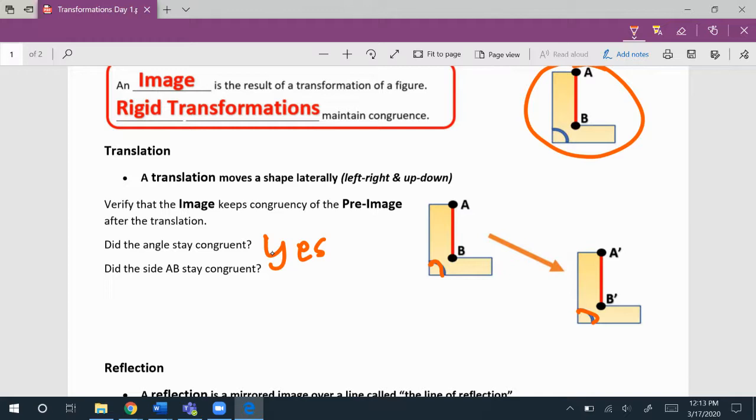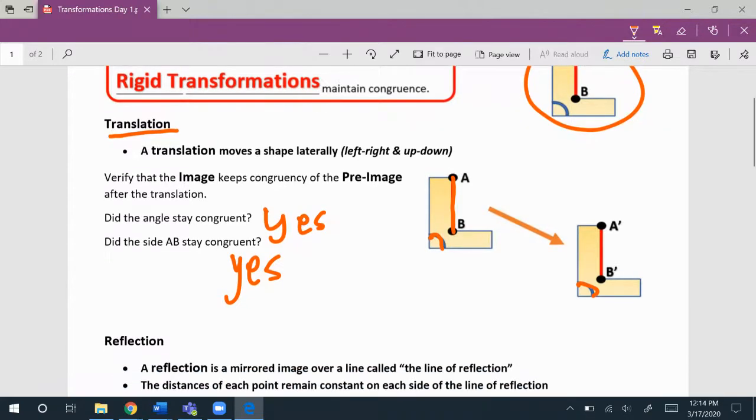How about this side right here? Side AB. Did side AB stay congruent as I moved it? Well, if I just took the picture and all I did was slide it over, I slid it to the right and slid it down, I didn't actually change the dimensions of this, so yes, this was congruent. This side stayed congruent. So performing a translation keeps and maintains the congruence of the shape.